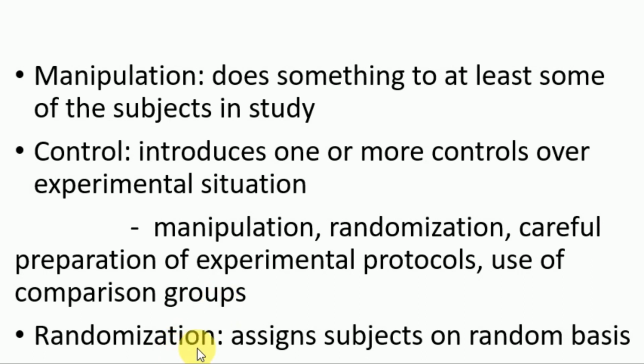Next one is randomization. Here the researcher assigns subjects to a control or experimental group on a random basis. The term random means that every subject has an equal chance of being assigned to any group. So these are the three characteristics of true experimental research.